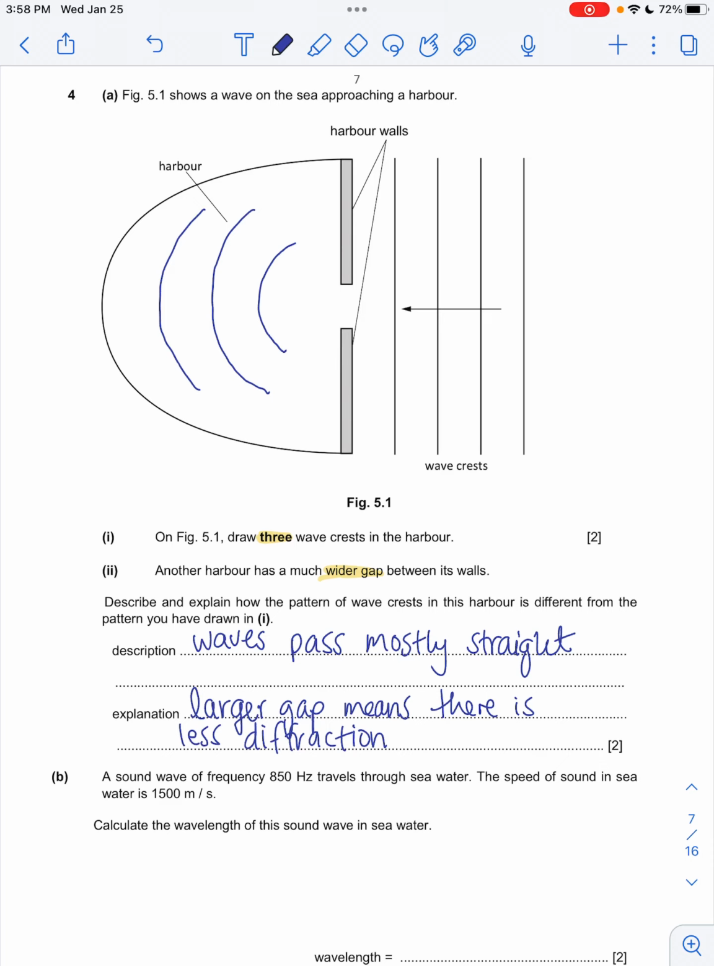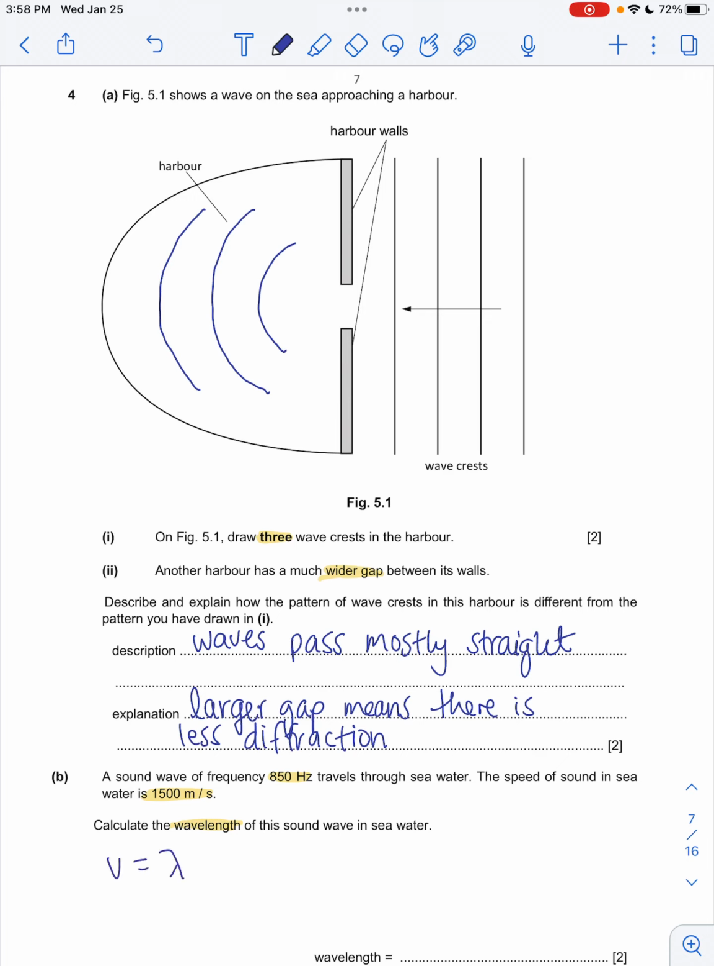And then for the last bit, it's just a speed calculation. So we know that a sound wave has an 850 hertz frequency in seawater, and in that same seawater we know the speed. I'm just going to highlight so we can keep track of our very important information. We're trying to find the wavelength. So wavelength, frequency, and speed. Thankfully, I know an equation that has all 3 of those variables. So I'm just going to write it down.